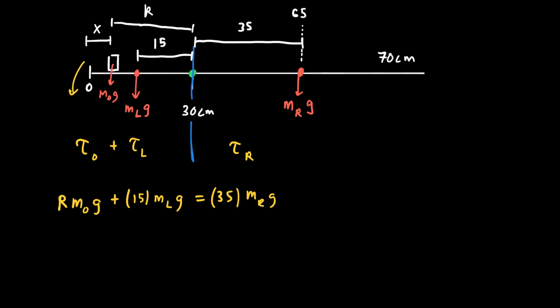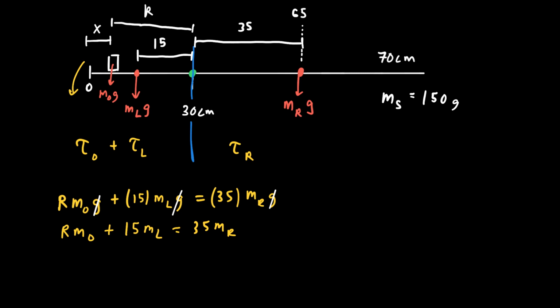Okay. Notice that g cancels, so I can cross off g because it's in every term. And what I'm left with is r times the mass of the object plus 15 ml equals 35 mr. And what I have to do now, unavoidably, is figure out how to express the mass of the left side and the mass of the right side of the meter stick. You can put a meter stick on a scale, and let's say that it reads some value, maybe ms equals 150 grams.